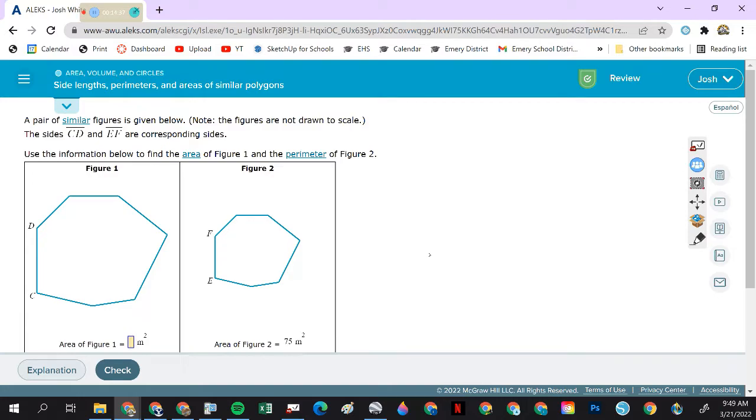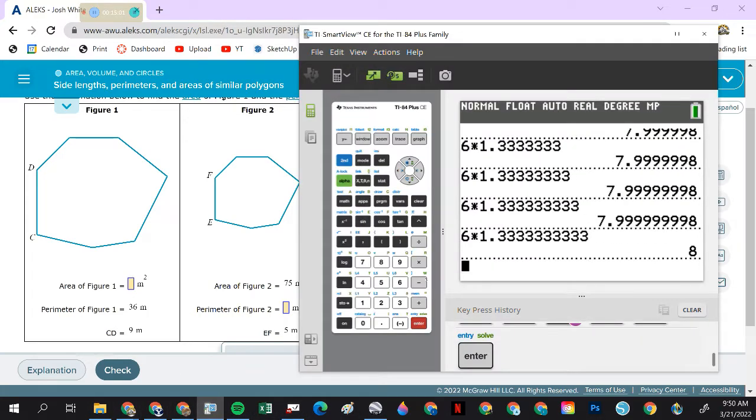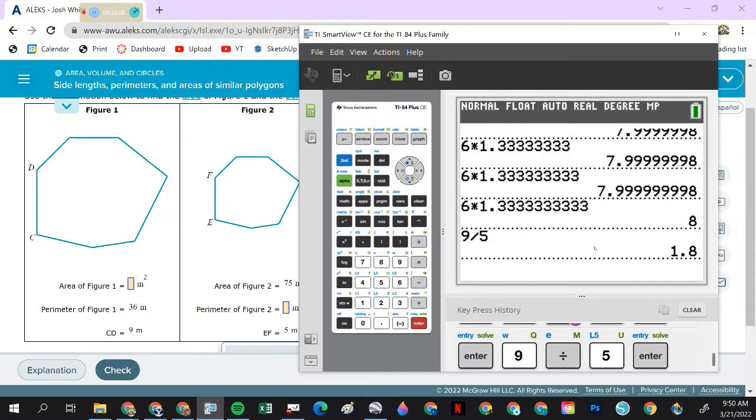Lastly, a pair of similar figures is shown below. Sides CD and EF are corresponding. Use the information to find the area. So the scale factor is 9 over 5. So let's calculate that. So 9 divided by 5. So the scale factor is 1.8.